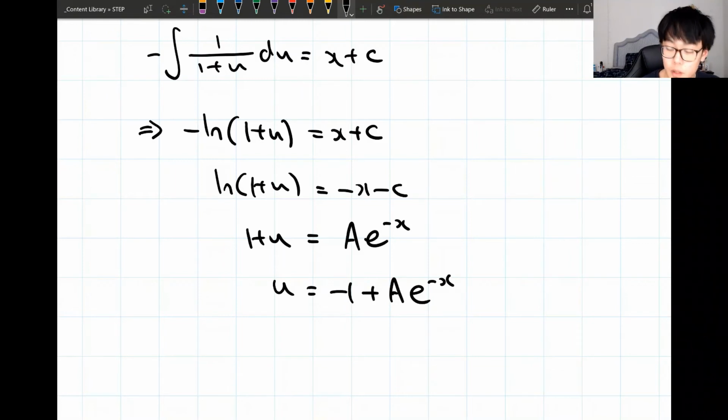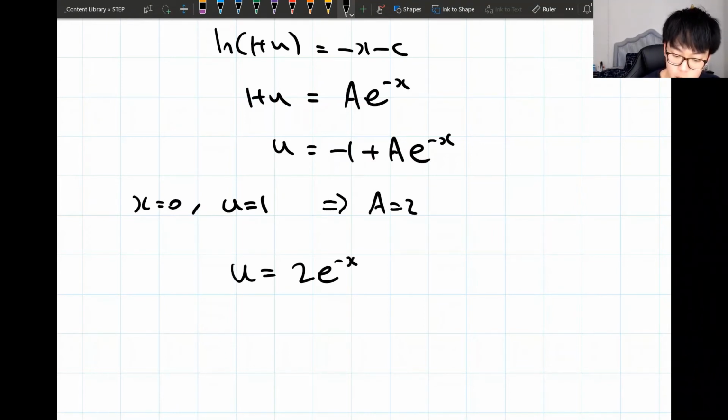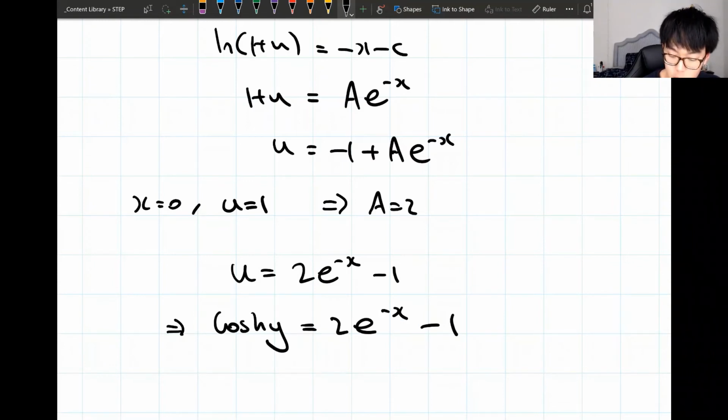And we're using the condition that when x is 0, u is 1 because y is 0. Then we should obtain that capital A is 2 using this condition, and so u is therefore 2e to the power minus x, minus 1, and so therefore cos y is equal to 2e to the minus x minus 1. And so that is our solution.